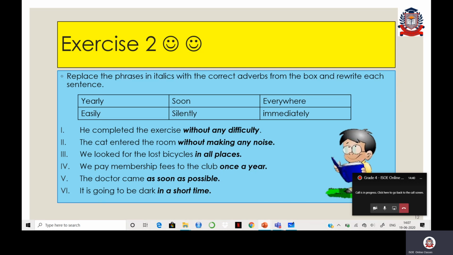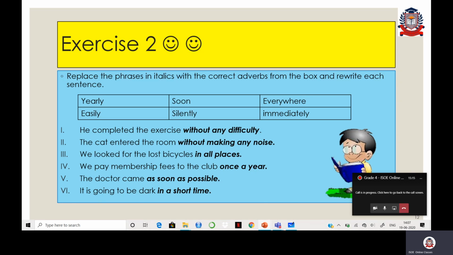What you have to do? You have to replace the phrases in italics. Now, what is italics, children? Can you see the first question? He completed the exercise without any difficulty. Now, can you see without any difficulty is in bold letters? That means it is a little darker than the other words. And see, the style of writing is different. It is slanted. That means it is in italics. So the question says you have to replace these italics words with the word given in the box. Okay.